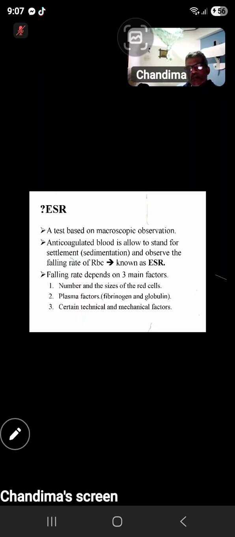What we have to do is mount the anticoagulated blood in a tube, wait for 1 hour, and see what amount of cells has sedimented. This sedimentation is going to depend mainly on 3 factors. The first one is the number and size of the red cells.